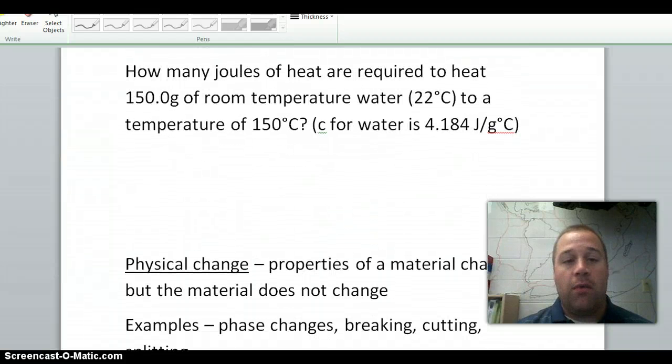So we're going to do an example here. How many joules of heat are required to heat 150 grams of room temperature water, which is 22 degrees Celsius, to a temperature of 150 degrees Celsius? And C for water is 4.184.